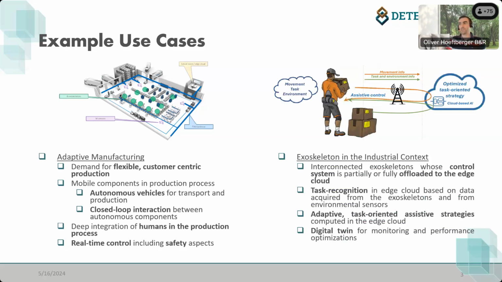One concrete use case, or one part of the use case, could be, for instance, the usage of exoskeletons in the industrial context. Here we see the demand for offloading the control of those exoskeletons. So basically, the exoskeleton can be used to assist humans in their working process. The system, however, should not be static with the assistance it provides, but should really adjust the amount of assistance to the current task and the current situation.